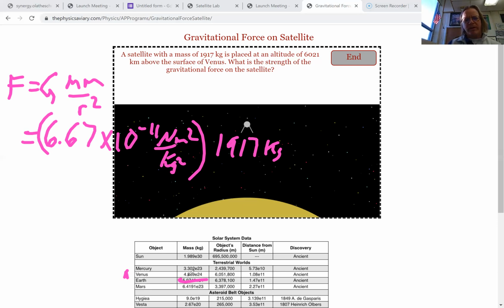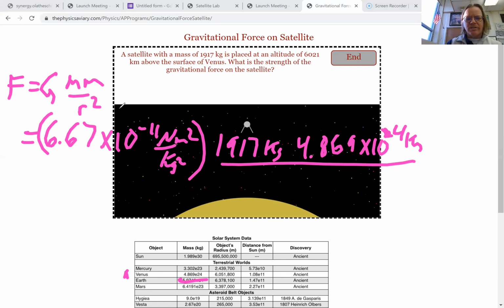I have 3 sig figs. I don't know if I need to go beyond 3 sig figs. But the mass of Venus is 4.86, oh, I should have rounded that. Oh well, I guess I won't do it to 3. 4.86 times 10 to the positive 24 kilograms.